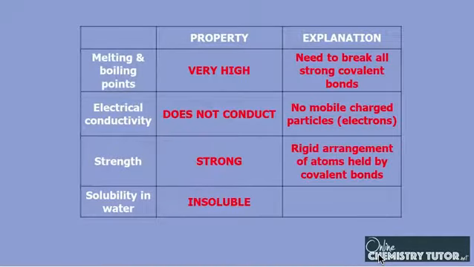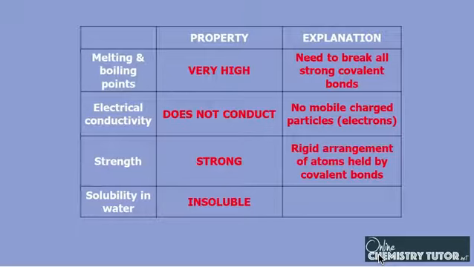The properties: they have very high melting points, because the only way you can get these things to melt is if you can break all of those strong covalent bonds. You have to break them all to get it to change states. And those bonds require lots and lots of energy. So you must refer to the breaking of covalent bonds when it comes to a change of state here.